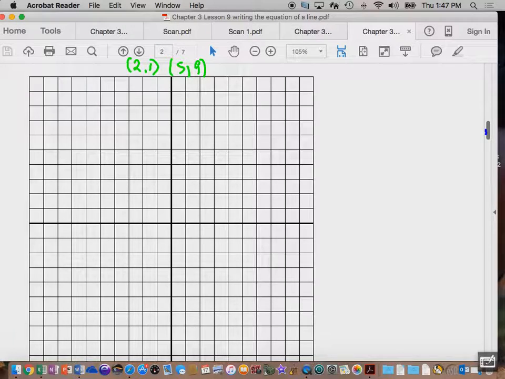Okay, so first I want to find the point (2, 1). (2, 1), right here. Everybody get (2, 1) to be right there? Not up here, that would be (1, 2). Next, (5, 9). 3, 4, 5. 1, 2, 3, 4, 5, 6, 7, 8, 9. Now, one way to look at this is that it went up 8 and it went over 3. So if I go down 8, over 3, I'll get a perfectly straight line.